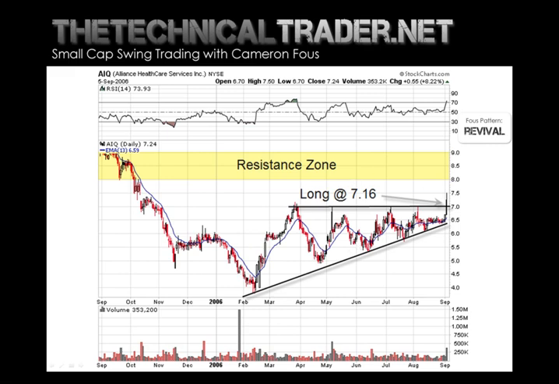Here's another revival pattern. This is back from 2006. One of the trades that we made, just showing that with these patterns, it's not just now that they work. I've been trading this strategy since I started trading in 2005. So this was another perfect revival pattern.